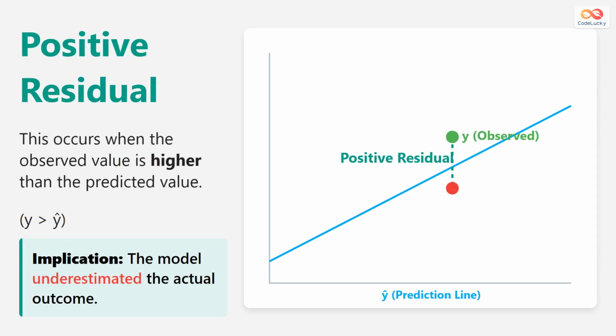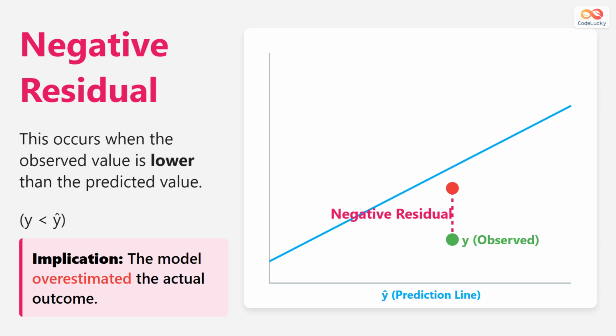A positive residual happens when the observed value is greater than the predicted value. This means your model's prediction was too low. The actual data point lies above the prediction line, indicating the model underestimated the outcome.